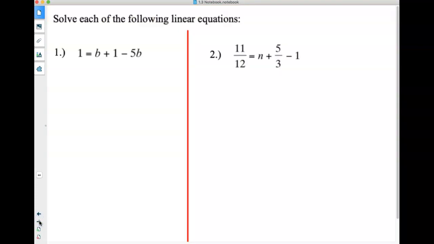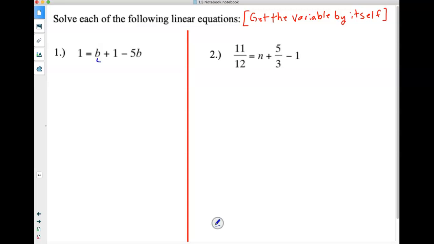Basically, your note sheet is as follows. What we're supposed to do is solve each of the following linear equations. And just to refresh your memory, what that means is get the variable by itself. That's all that really means. Get the x, get the y, get the b, get the n in this case, all by itself on one side. And in order to do that, we just follow the order of operations on both sides.